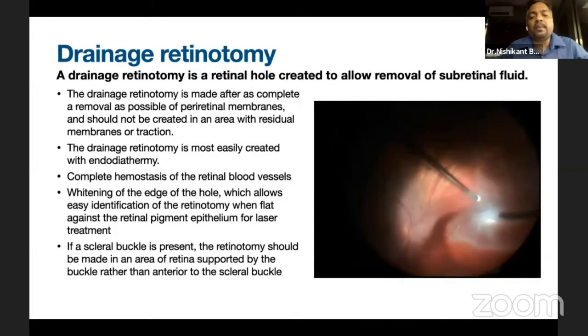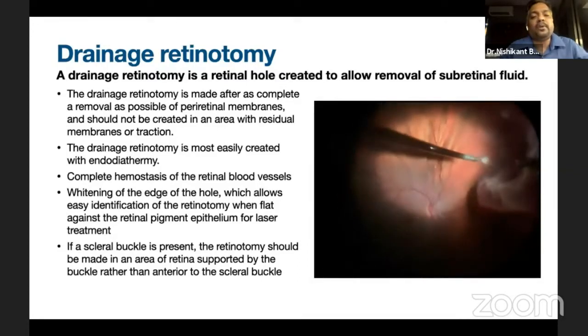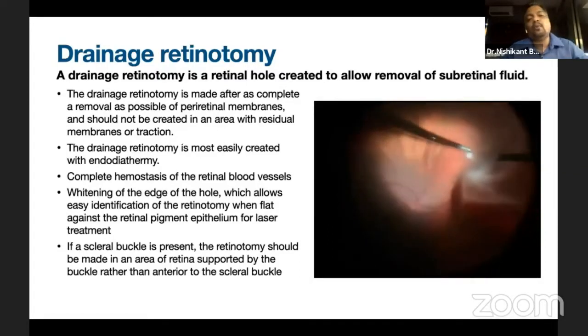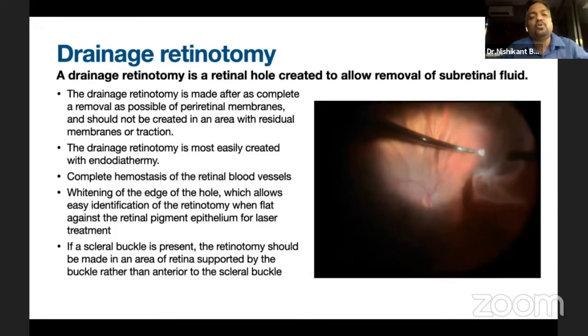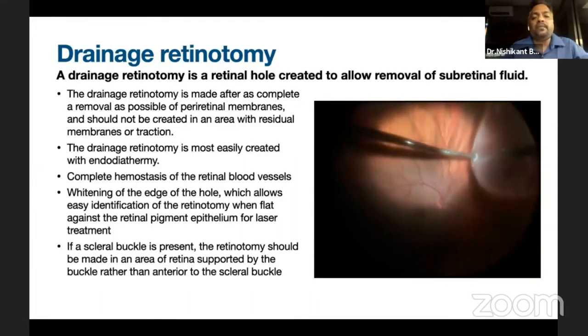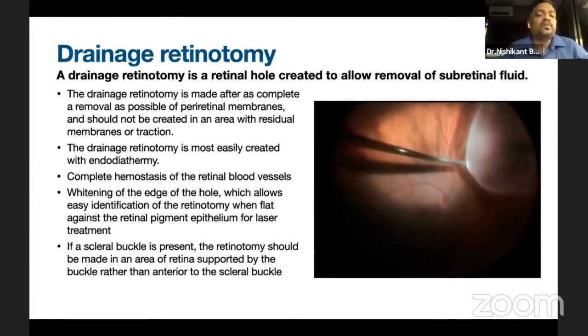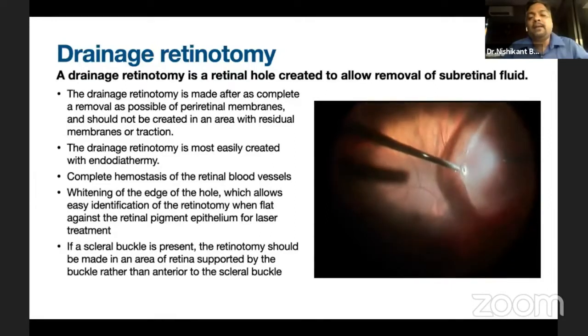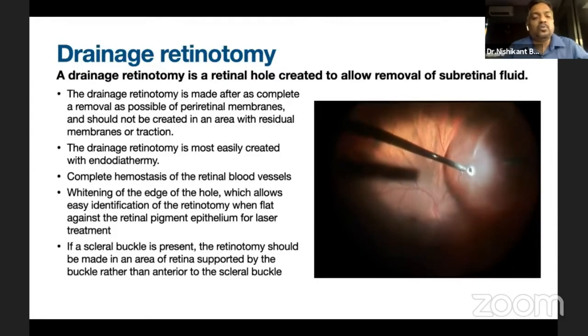The first thing to remember when you're going to do a drainage retinotomy is that it's better to remove all the periretinal membranes, and you should do it in an area where there is no traction. Otherwise, that hole itself will open up and lead to a recurrent detachment. It should be done with endodiathermy, because it will give hemostasis and the edges become white, so you can make out the hole once the retina is settled. Otherwise, you lose the identification of the hole created by you against the RPE.